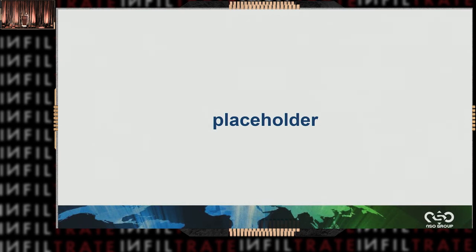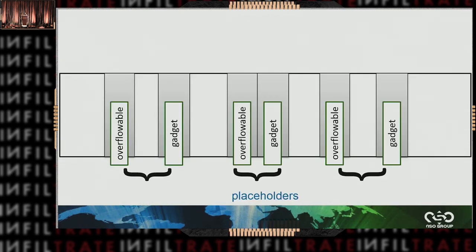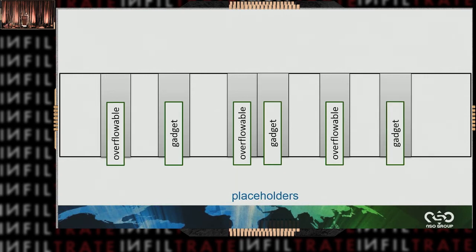One technique for heap shaping that we found to be particularly successful is called the placeholder technique, or at least we call it the placeholder technique. The idea is simple. Using our arbitrary allocation primitive, we allocate a bunch of placeholder sets for our target objects at the sizes of those objects. Each set of placeholders has a placeholder for the overflowable object and a placeholder for the gadget object. We hope that at least one set of placeholders is allocated such that the overflowable placeholder is directly before the gadget placeholder.